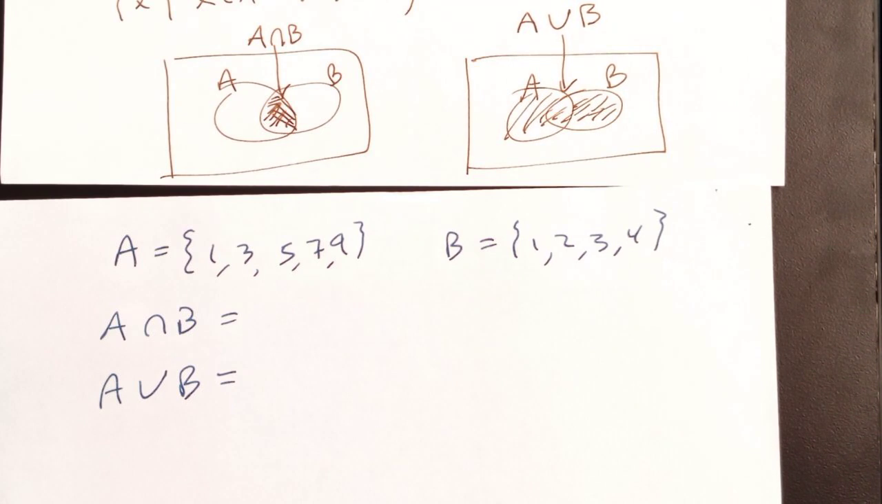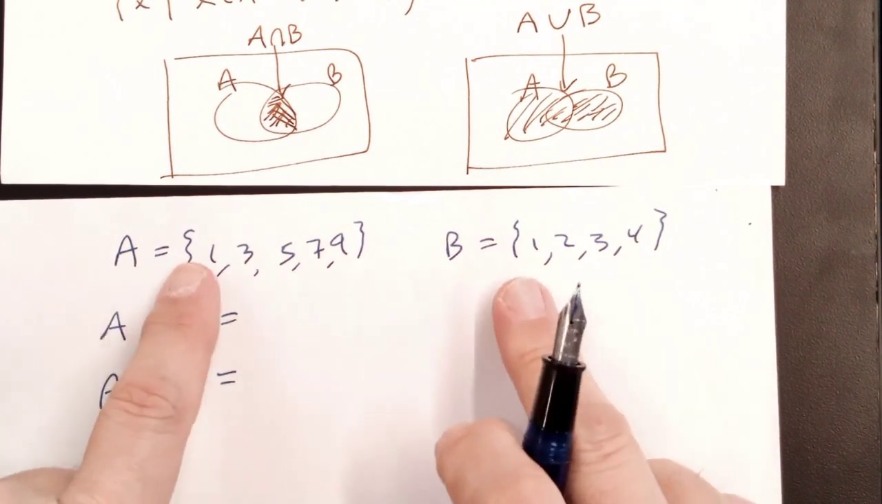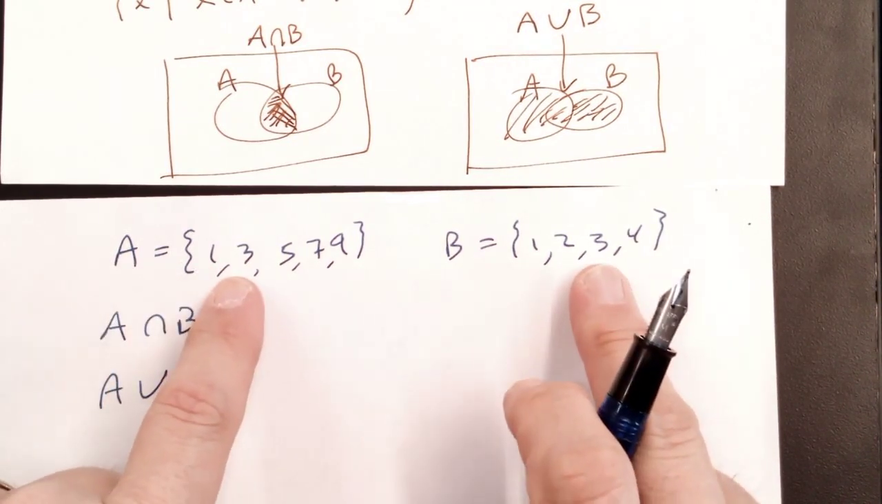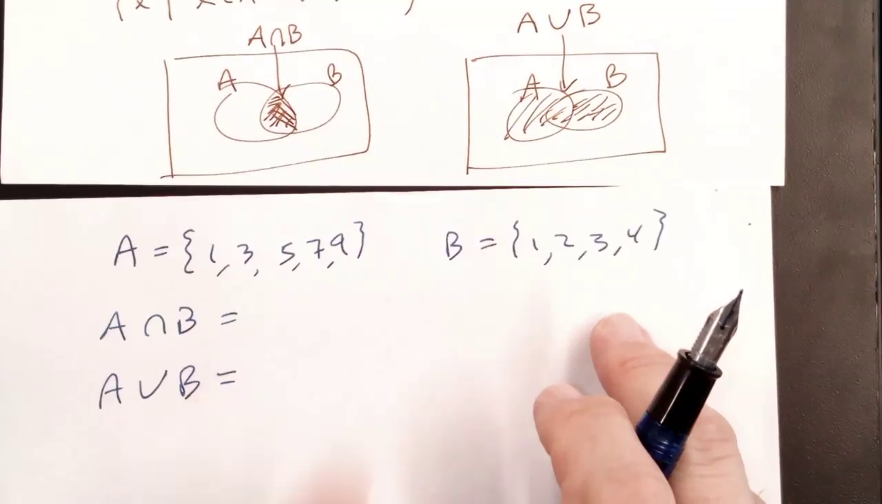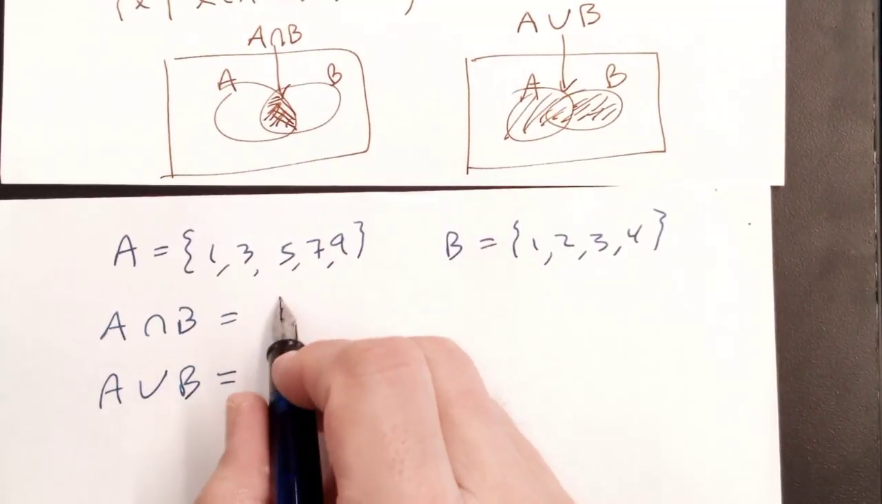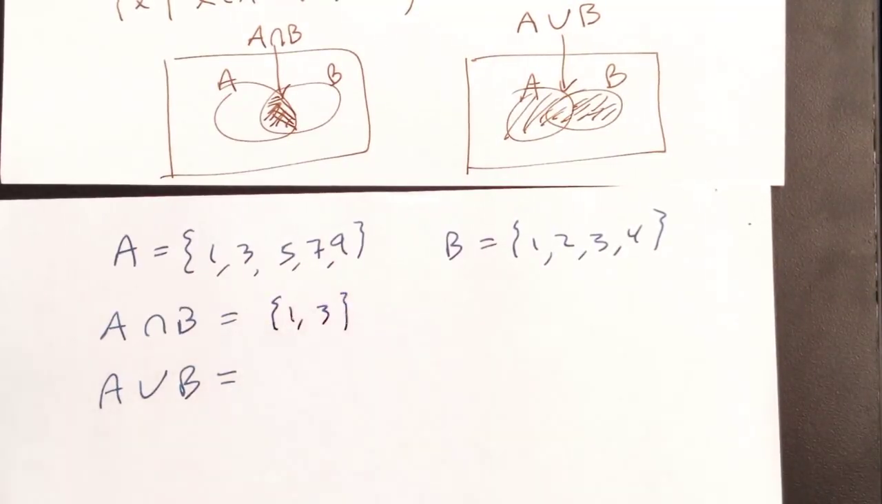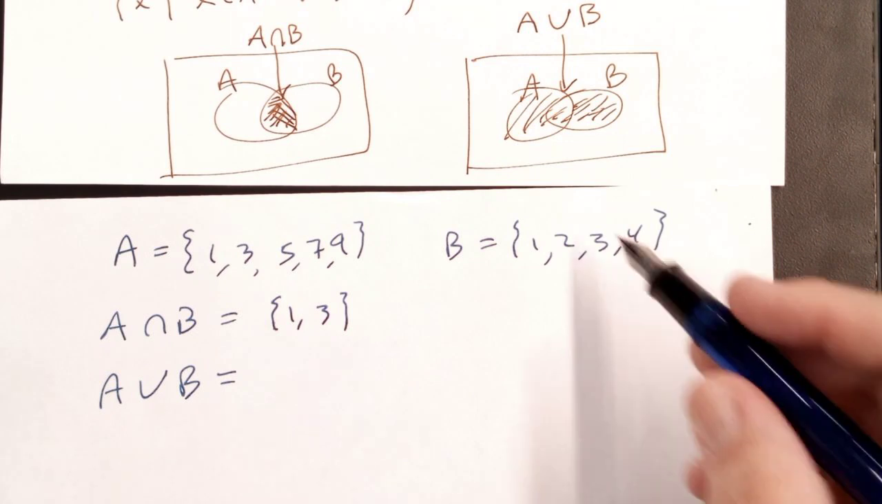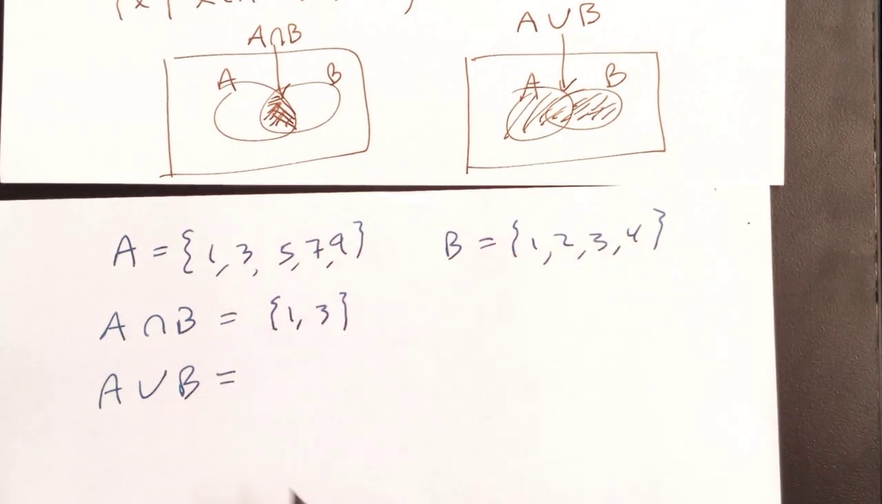The intersection is... aha. I need to be in both at the same time. Yes, no, yes. No, no, no, no. There we go. And then the union would include 2 and 4 from here with everything that's already in here.